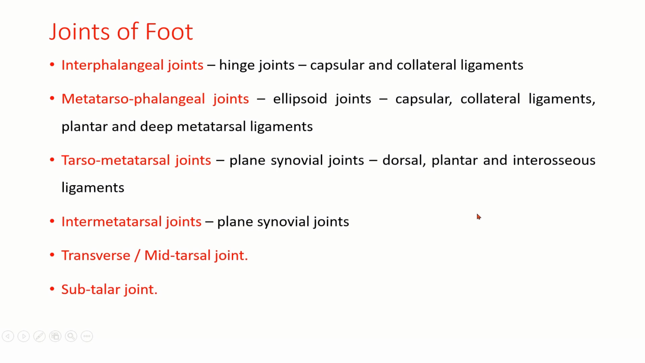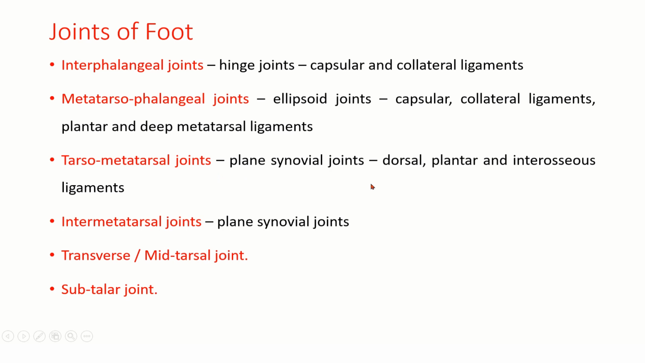In this session, we'll deal mainly with the mid-tarsal joint and the subtalar joint. In order to reach them, we'll start with the joints of the foot. If you observe the interphalangeal joints, these are hinge joints and they have capsular and collateral ligaments. Metatarsophalangeal joints are ellipsoid joints. They have capsular ligaments, collateral ligaments, plantar and deep metatarsal ligaments.